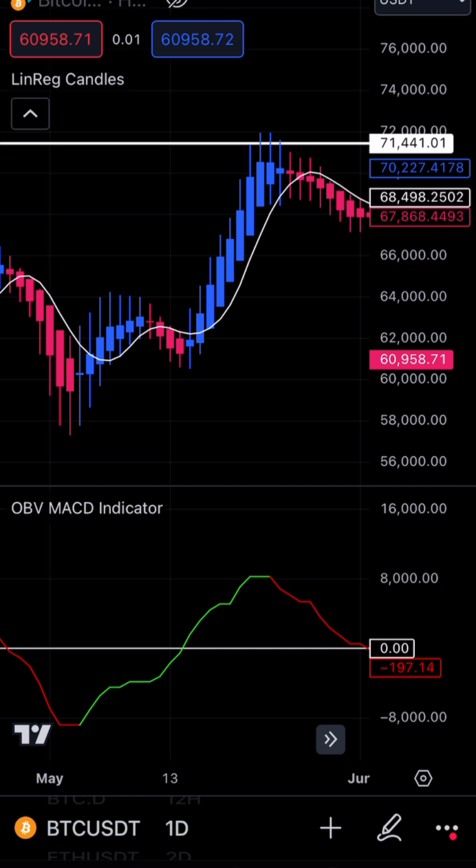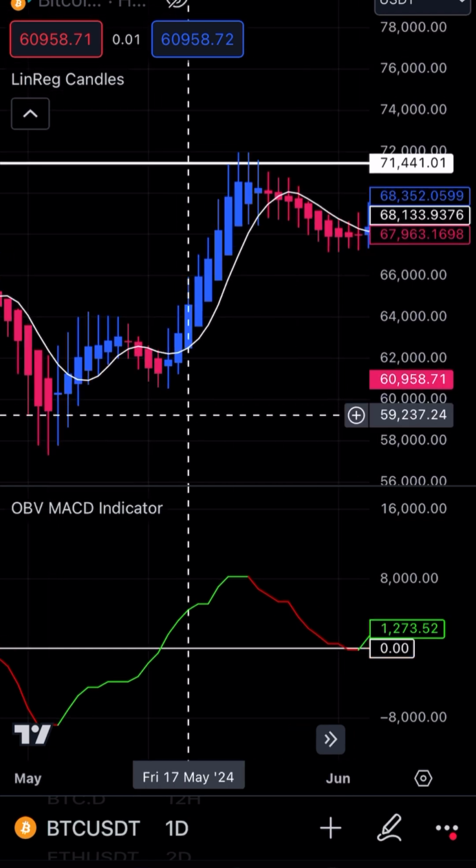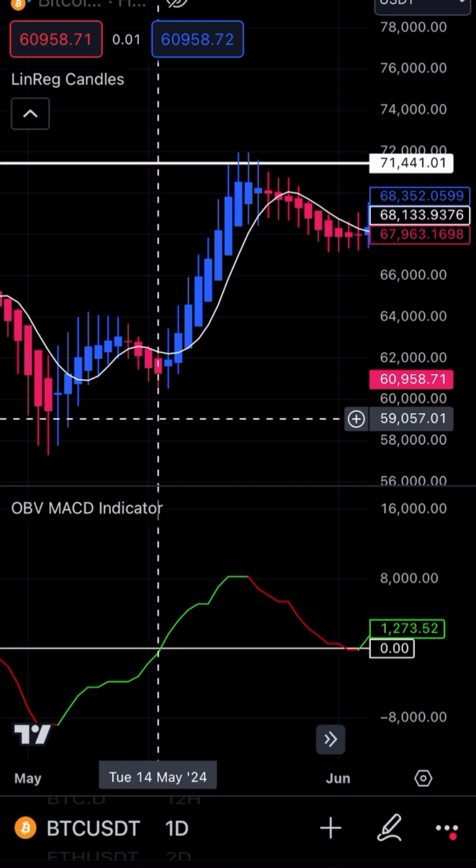So it's very important here, and I'm doing this on the day, but if you want to do this on a smaller time frame, it's basically the same thing. But you just have to pay attention to the charts more the further down you go.